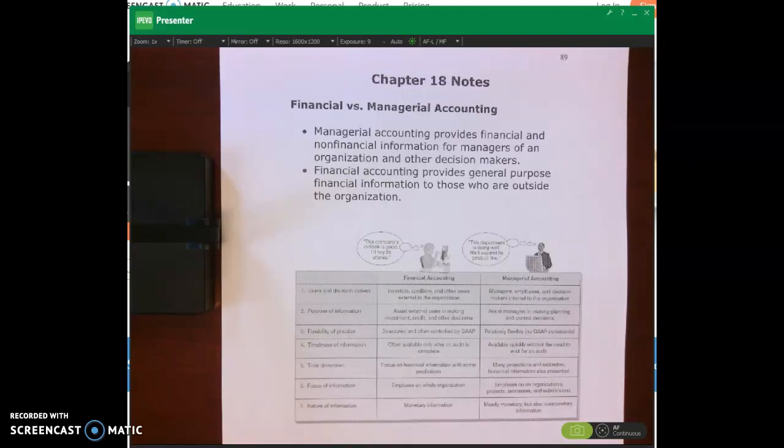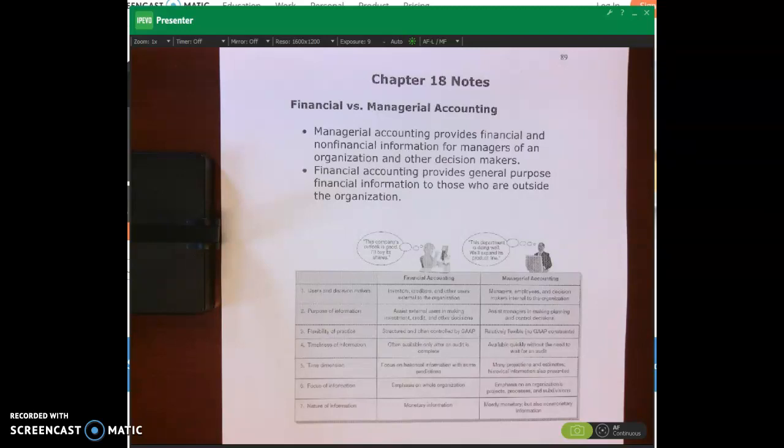So if we think back to Accounting 101, Accounting 101 was focused on financial accounting. And you think about some of the topics that we covered in Accounting 101, we spent a lot of time on journal entries. And journal entries are the way by which we record transactions within the organization. We spent a lot of time on how to generate and create general purpose financial statements.